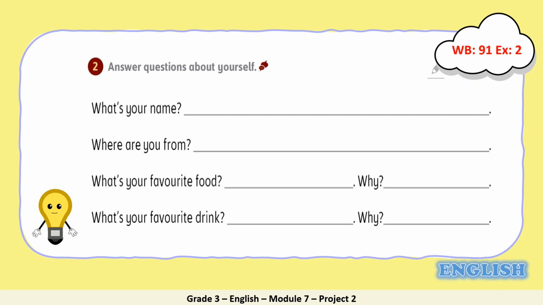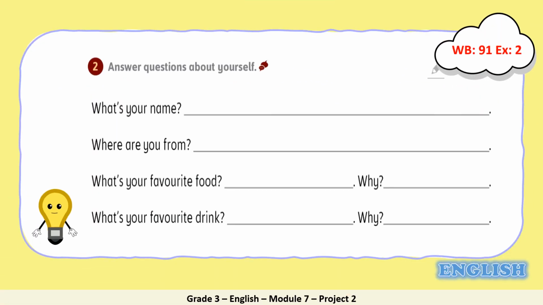Let's start. We will read the helping questions to organize our ideas. We will write down our answers here in Workbook 91, Exercise 2. Remember, this is not the final writing, so we don't have to write full sentences yet. We can use small words, phrases, or short sentences. Ready to start?